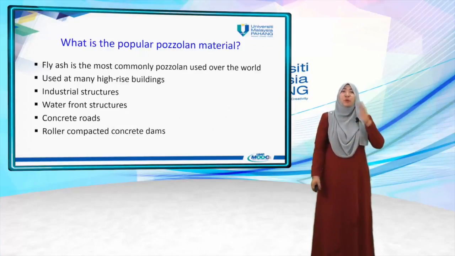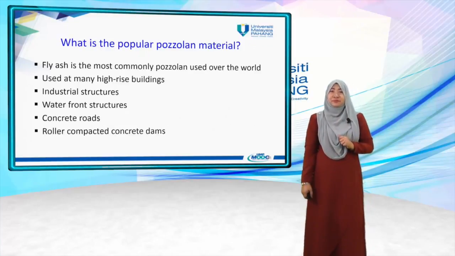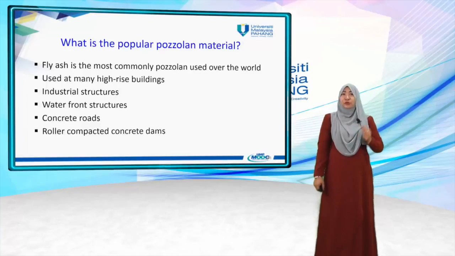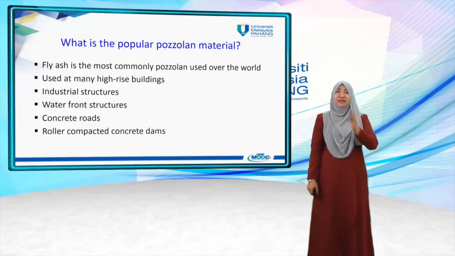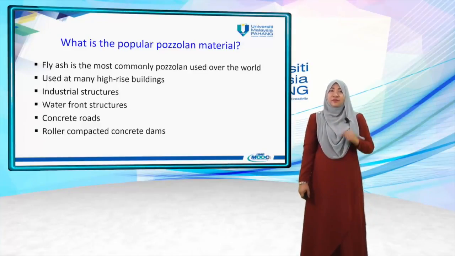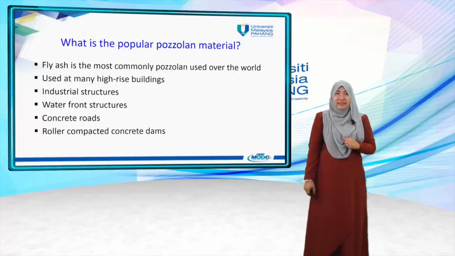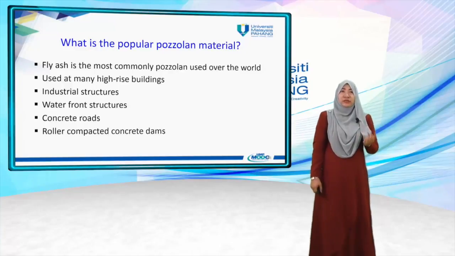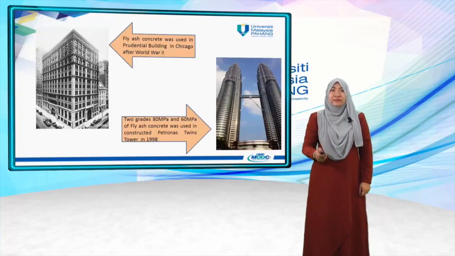So what is the popular pozzolan material? Okay, fly ash is the most commonly used pozzolan over the world. So fly ash is used in many high-rise buildings, and also in industrial structures, waterfront structures, concrete roads, and roller compacted concrete dams.